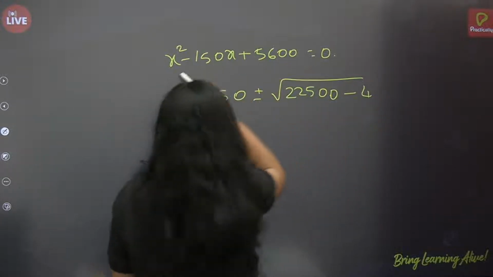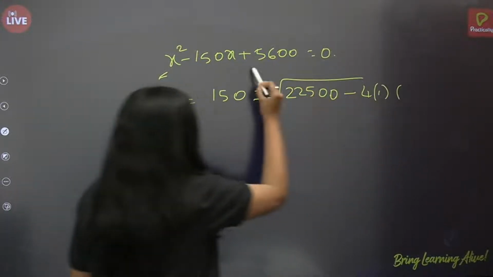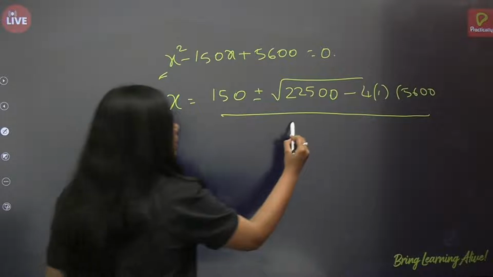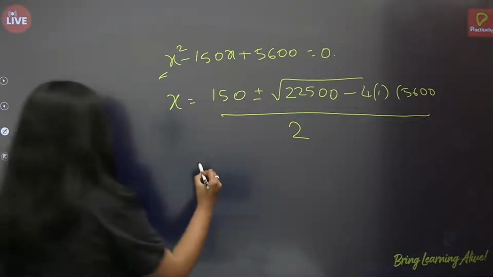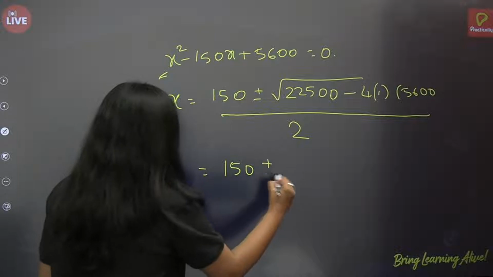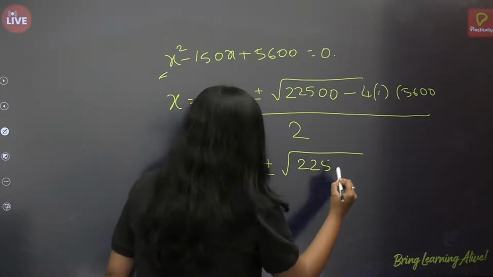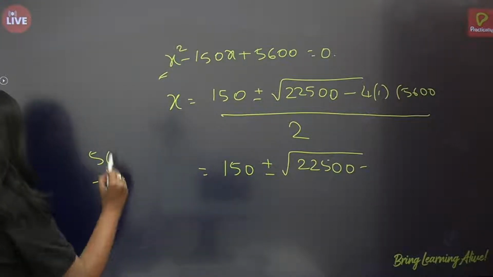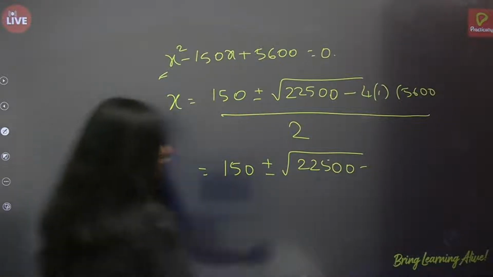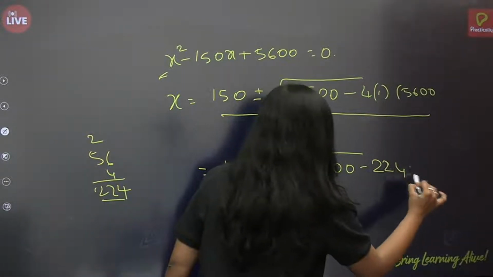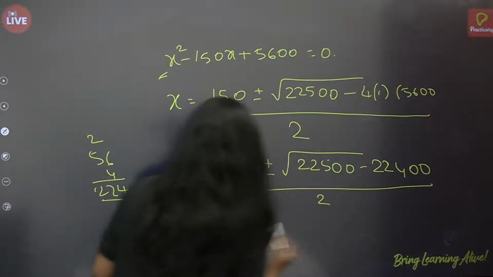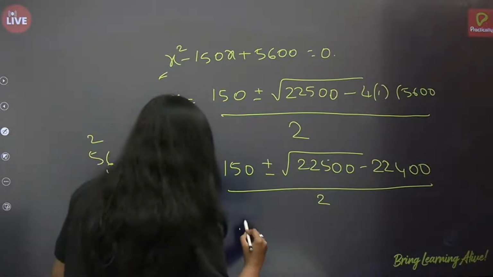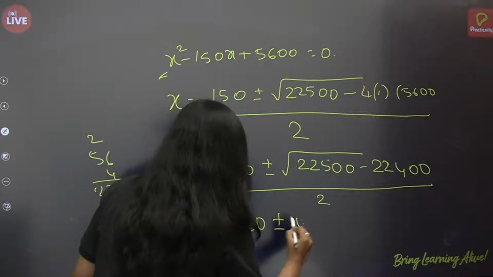Minus 4 into what is a again? 1. What is c? 5600. So this is 5600 by 2a. A is 1. Come on, from this you can do it, right? So this will be 150 plus or minus root of 22500 minus what is 56 into 4? Let us do it to avoid confusion. 224. So 22400 by 2. So 22,500 minus 22,400 is 100. Root 100 is 10. So 150 plus or minus 10 by 2.